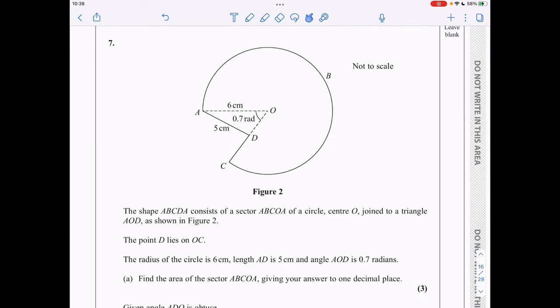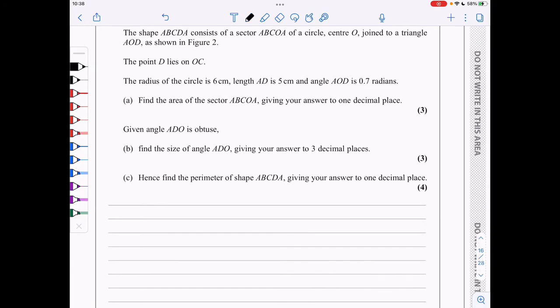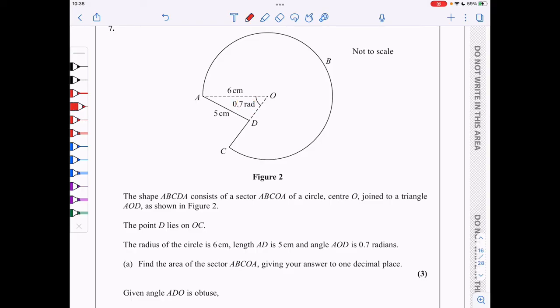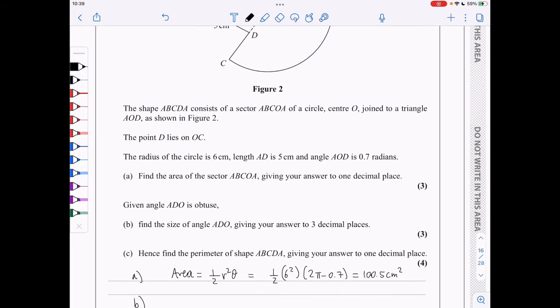In 7, we've got this shape ABCDA, and we need to start off by finding the area of the major sector here, this one here. Now we know that the area of a sector, provided that the angle is measured in radians, is given by a half r squared theta. Now, since we know that this here is 0.7 radians, we can safely conclude that this is 2 pi minus 0.7. That's the angle we're interested in, and therefore I'm just gonna say that we've got a half, the radius is 6, so 6 squared times 2 pi minus 0.7, which gives an answer of 100.5 squared centimeters.